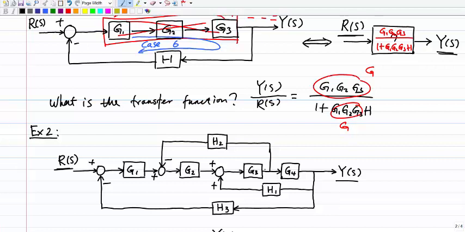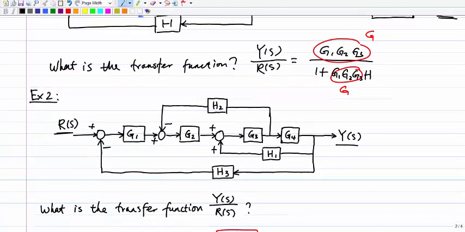The relationship is really complex. So how do I find it? My goal is still to find the transfer function Y(s) over R(s). This could be a really complex control system, but we still want to find the transfer function. So how can we do that? Assuming here, of course, I know G1, G2, G3, and G4. I also know H1, H2, H3, and H4. Of course, these all have s.